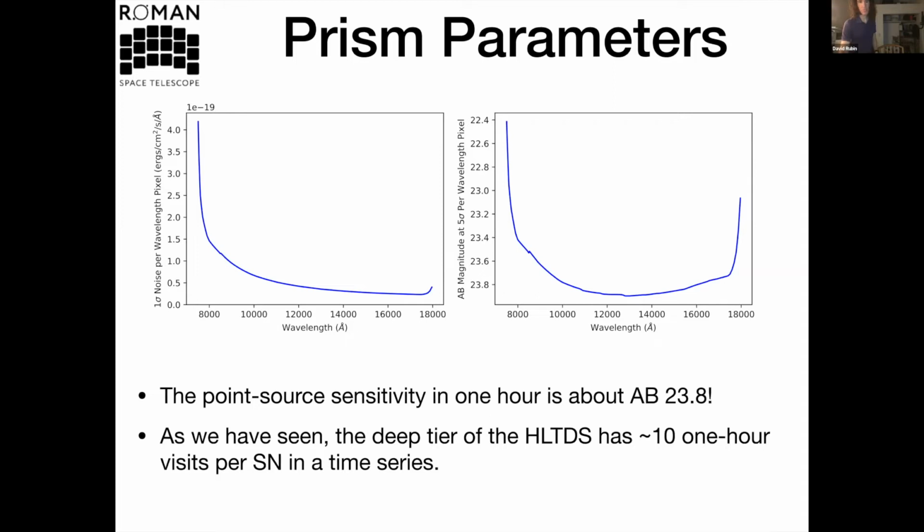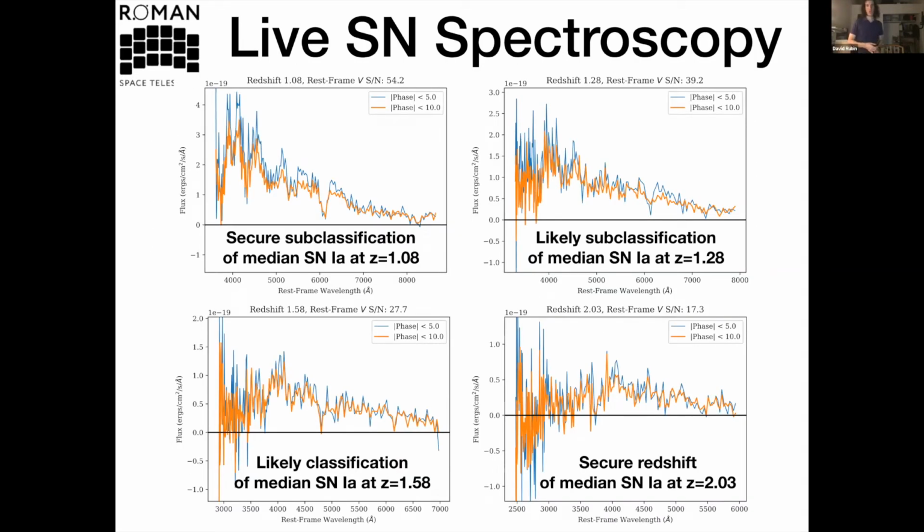So here I'm simulating a time series every 5 days, 5 days in the observer frame. And we're looking at what we get at a range of redshifts. And these supernovae were chosen out of the simulation to have exactly the median signal to noise of their time series. So half of them are going to be better, half of them are going to be worse, just depending on the luminosity and extinction of the supernova.